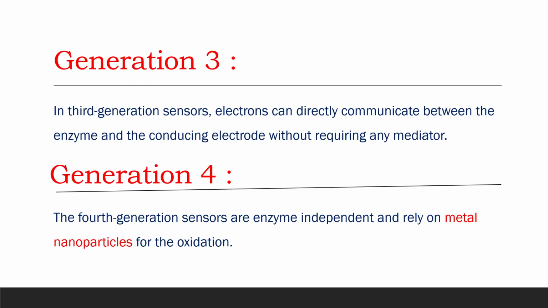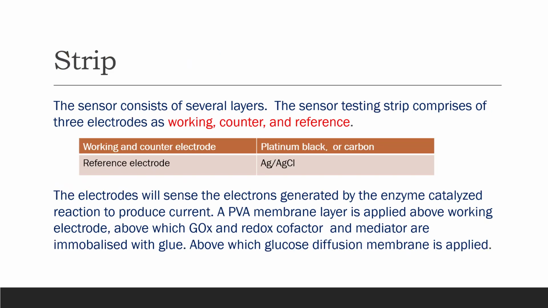And the third generation, where we remove the cofactor as well as the mediator, directly we are trying to measure it with the help of nanoparticles. So here we are using nanoparticles. Then we have the fourth generation, which uses not even enzymes, but direct measurement. So this is under research.